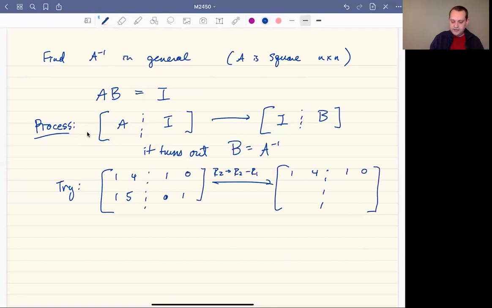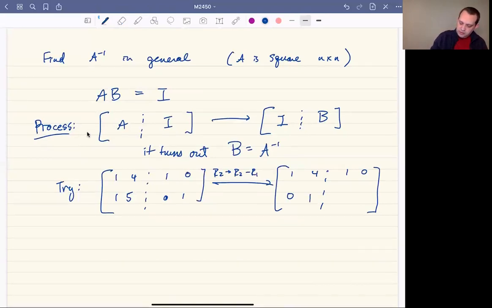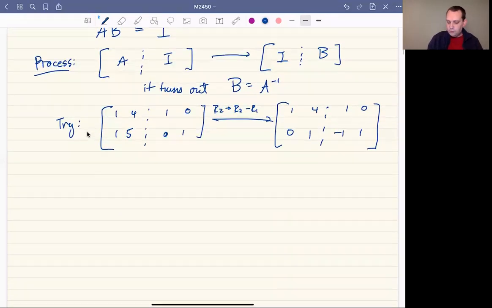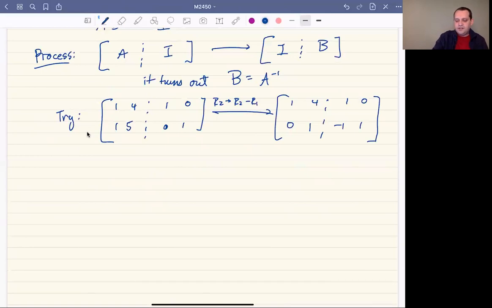And what we're going to get is if we take row 2 minus row 1, we're going to get 1 minus 1 is 0. 5 minus 4 is 1. 0 minus 1 is -1. 1 minus 0 is 1. And we're actually almost done. On the left, we just have to deal with this 4. So we're going to take the second row, multiply by -4, add it to the first row.